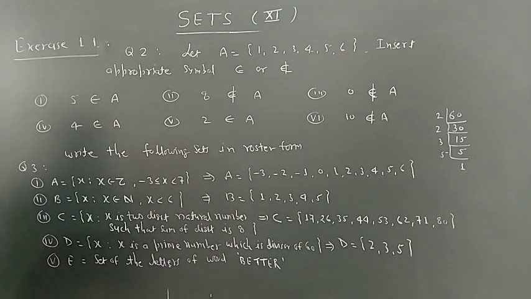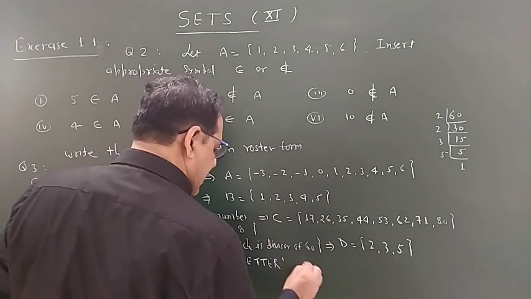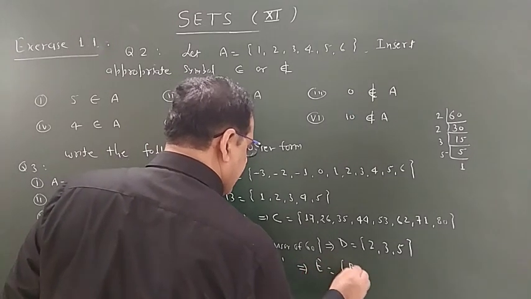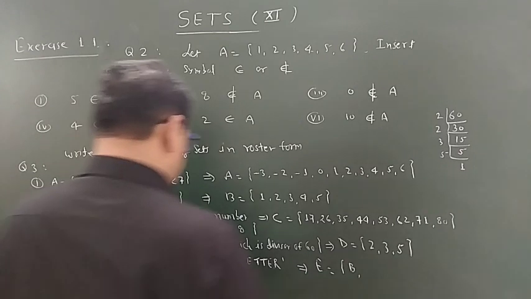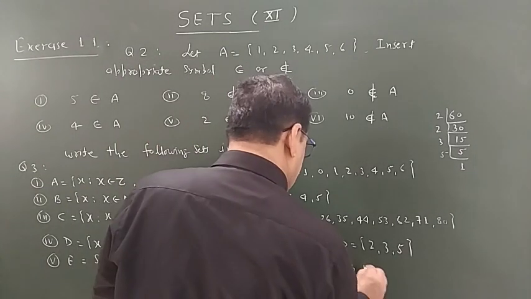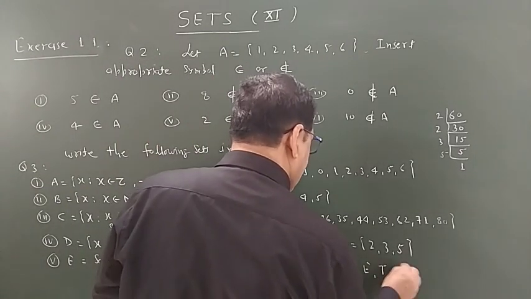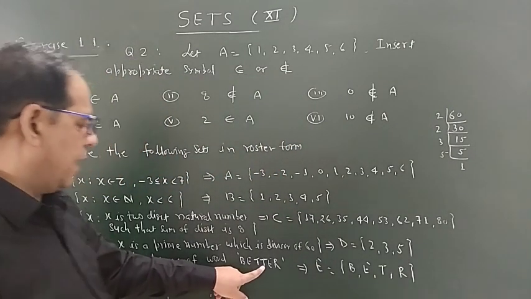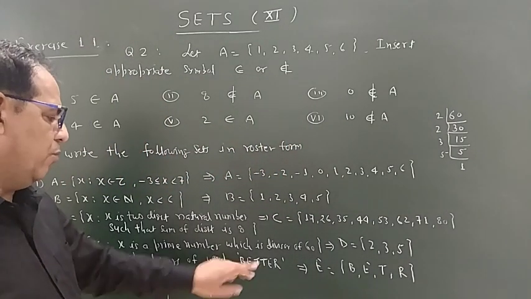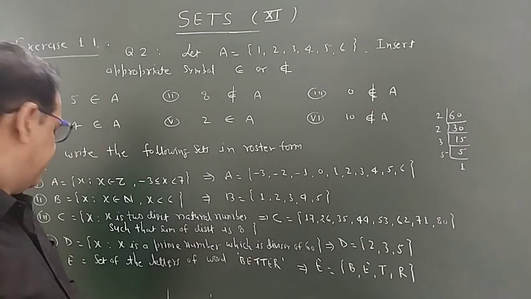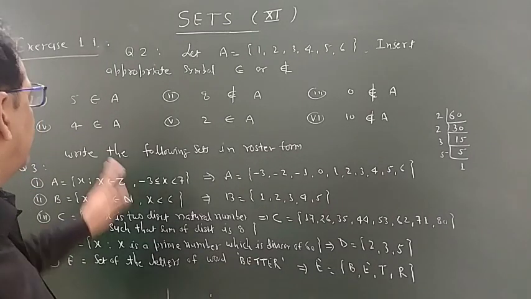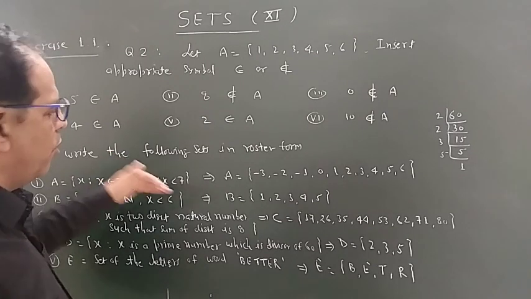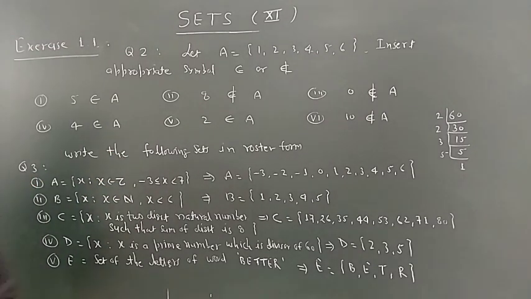Now E, the set of letters of the word BETTER. This can also be represented as B, E, T, R, because E and T are coming 2 times, but we take only 1 time of each in this type of collection. So this is the way we can write the given set builder form into roster form.